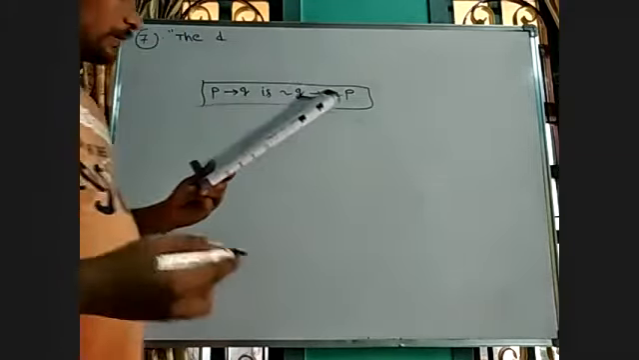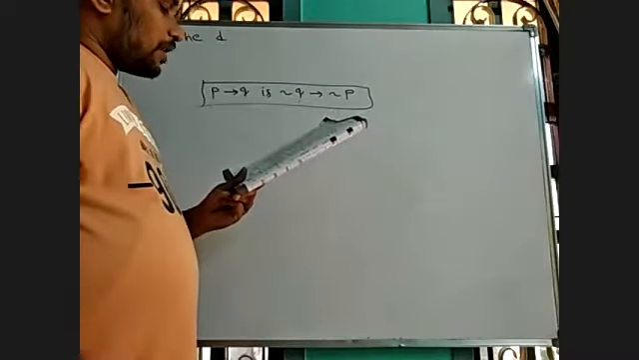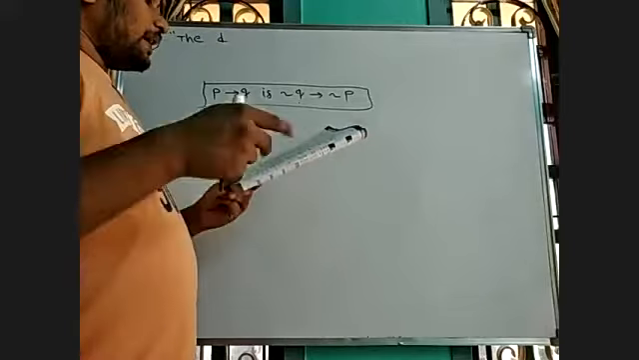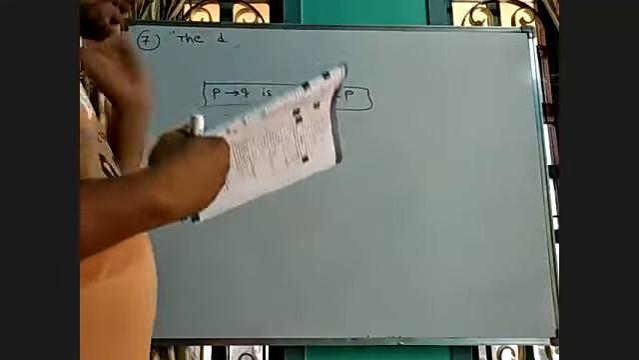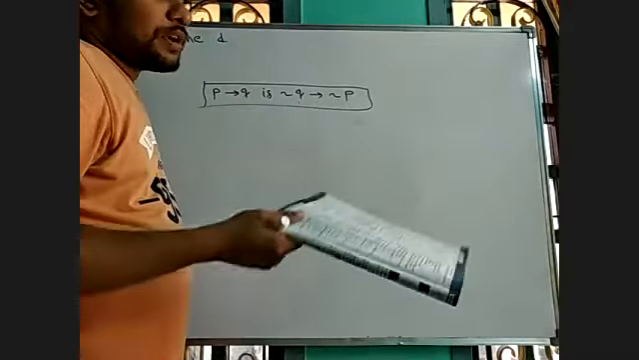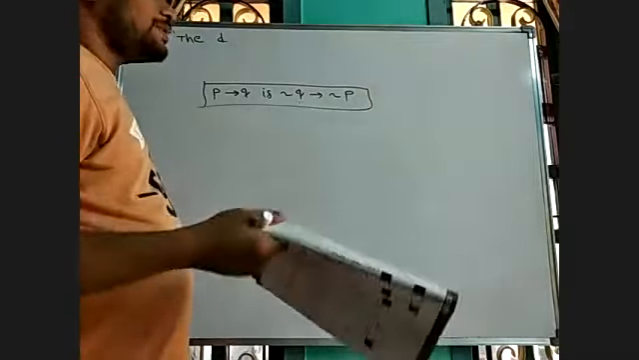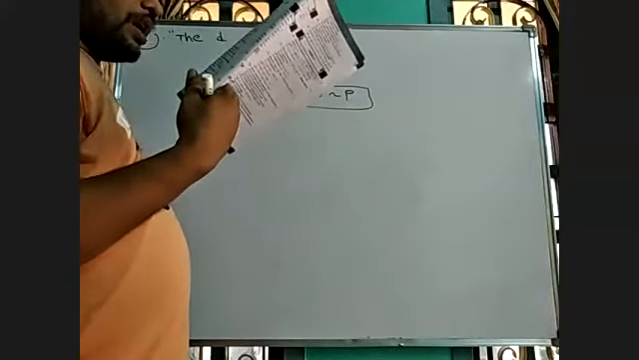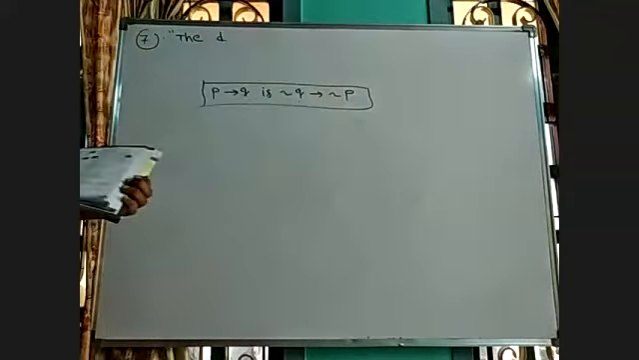Okay, what did they give in the question? The diagonals of a rhombus are perpendicular. The contrapositive of the above statement is: if the diagonals are not perpendicular, then the figure is not a rhombus. This is the contrapositive statement. What is that option? Option 4. Write it.